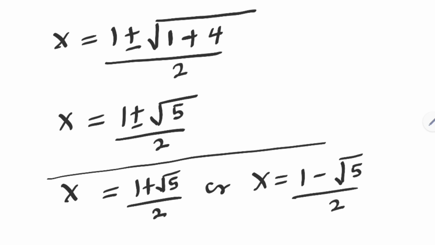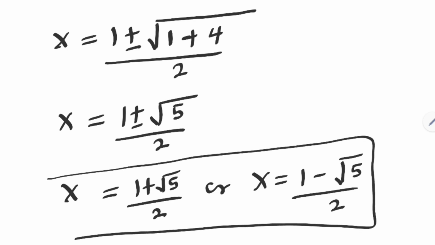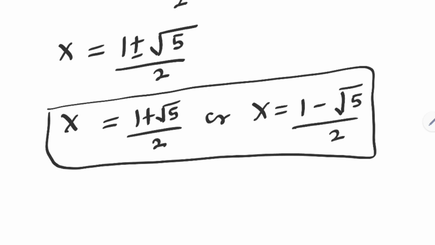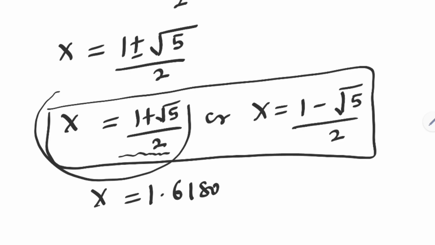These are the corresponding values of x. Now, at this point, if you push the positive root into the calculator, s will be equal to 1.6180 because this is the golden ratio.